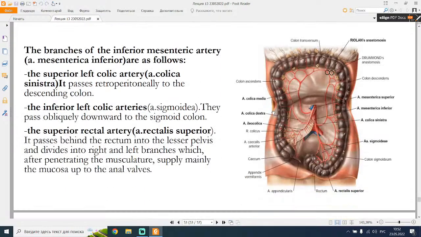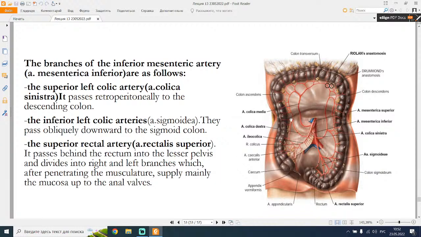Branches of the inferior mesenteric artery. Next, arteria colica sinistra. Arteria colica sinistra passes retroperitoneally to the descending colon. Next, arteria sigmoidea. They pass obliquely downward to the sigmoid colon.